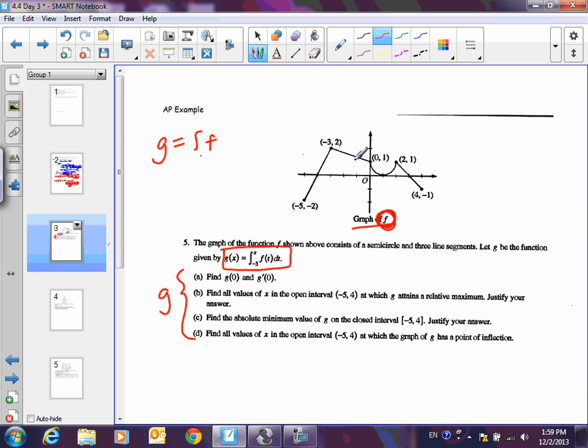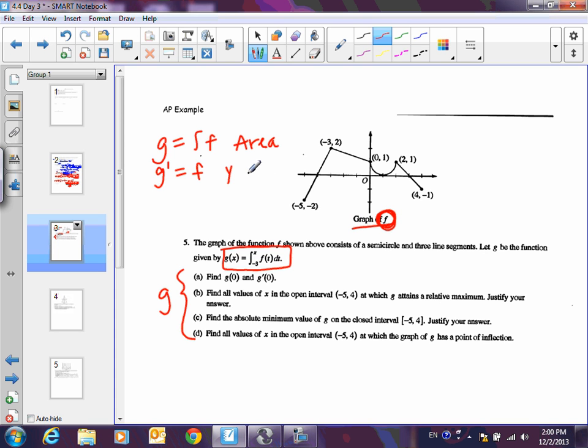If I were to integrate f, geometrically, what would that be about this graph? Under the curve. The area under the curve. So we're going to write that as well, area. Now, later on they're going to talk about g attaining a relative max, and we're going to need to know something about g prime. So let's take the derivative of both sides. So that would be g prime. What would be the derivative of the integral of f? Just f, right? And now this is the graph of f.